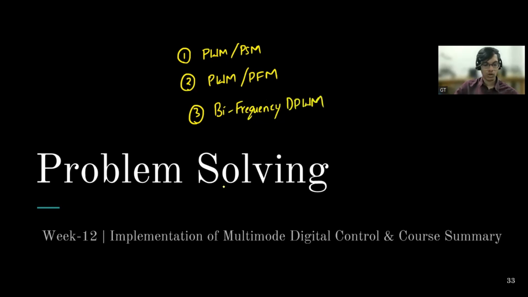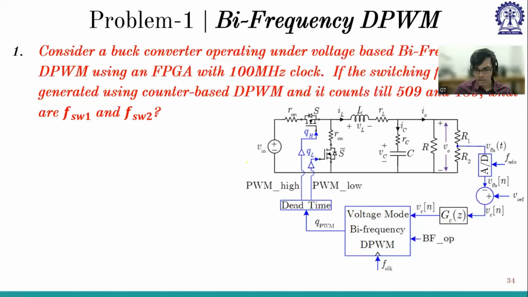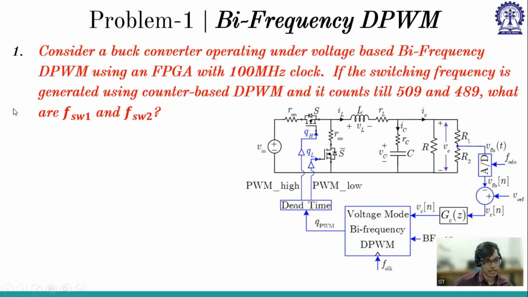Okay, now let us solve a few problems. If you clearly understand all these things, then you will be able to solve. I have given a few problems which will test your understanding of the concept. So the first problem goes like this: consider a buck converter operating under voltage-mode bi-frequency DPWM using an FPGA with 100 megahertz clock. If the switching frequency is generated using a counter-based DPWM and it counts till 509 in 10 cycles and 489 in the other cycles, what are FSW1 and FSW2?